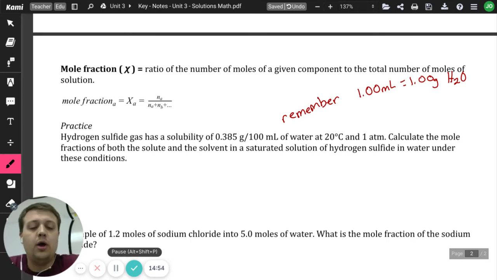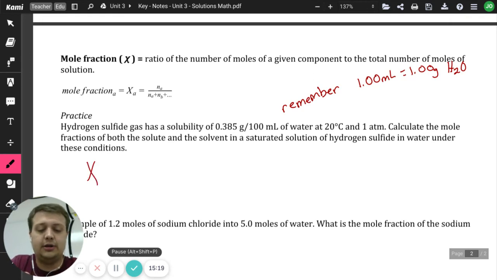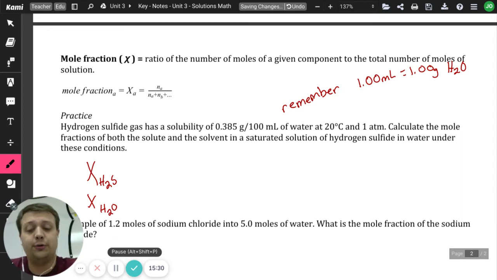Okay, all right, so my question here is: hydrogen sulfide gas has a solubility of 0.385 grams per 100 milliliters of water at 20 degrees Celsius and 1 atmosphere. Calculate the mole fractions of both the solute and the solvent in a saturated solution of hydrogen sulfide in water under these conditions. Okay, now remember our mole fraction equation. I'm going to take the mole fraction of whatever I've got. So I'm going to be looking for H2S. I'm also going to be looking for H2O.